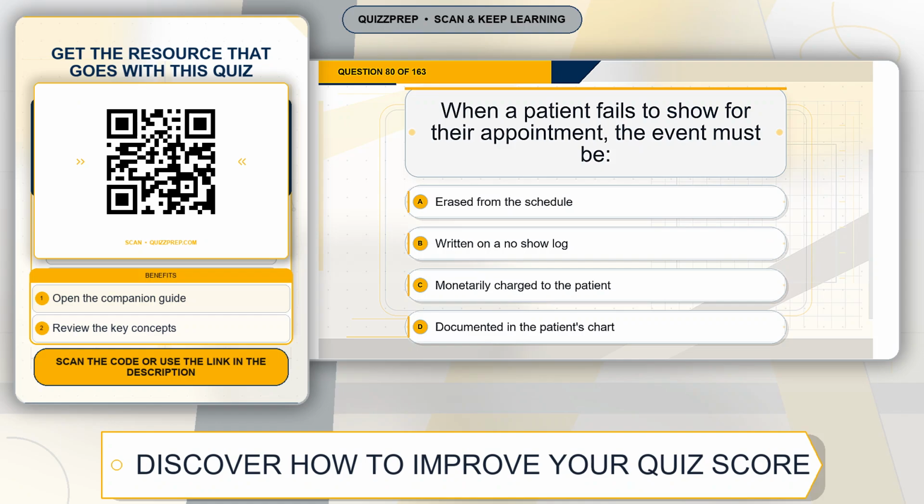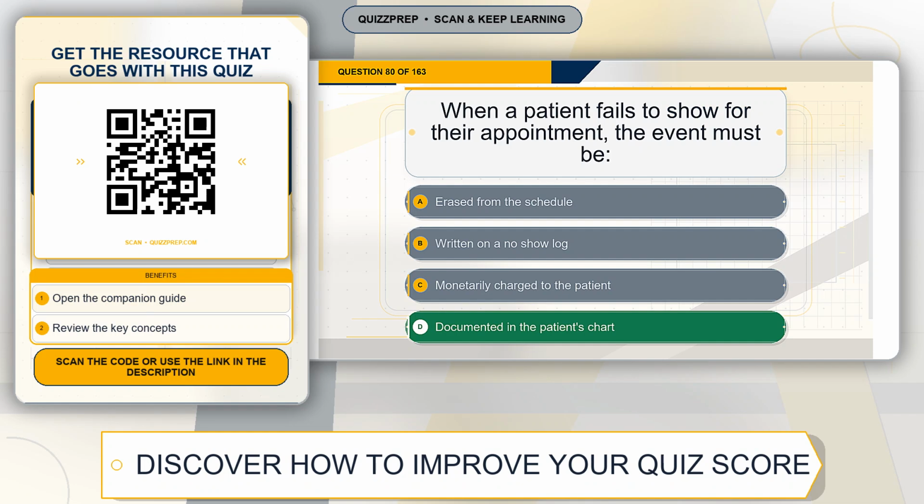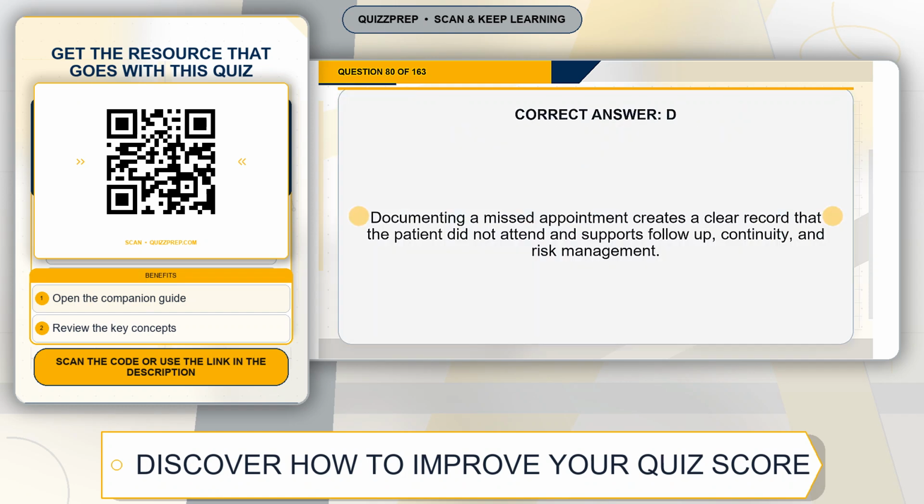Question 80. When a patient fails to show for their appointment, the event must be: Option A, erased from the schedule. Option B, written on a no-show log. Option C, monetarily charged to the patient. Option D, documented in the patient's chart. The correct answer is option D, documented in the patient's chart. Explanation. Documenting a missed appointment creates a clear record that the patient did not attend and supports follow-up, continuity, and risk management.